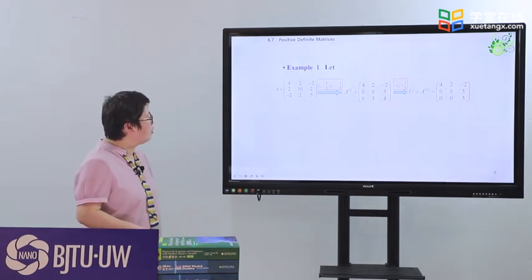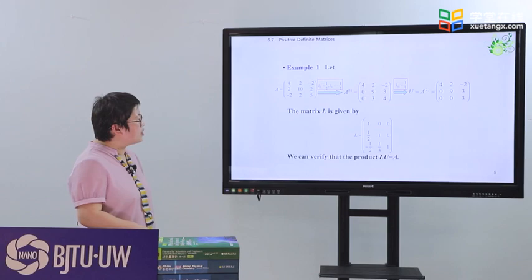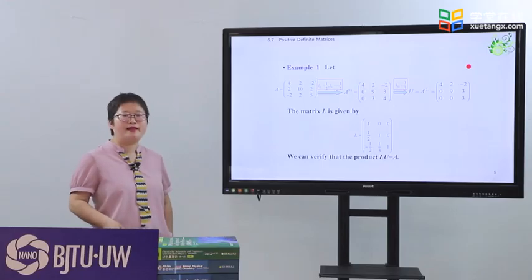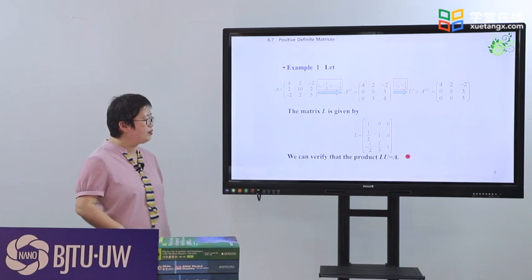So this matrix L is given this way: it is a unit lower triangular matrix with all the main diagonal entries equal to 1, L21 equal to 1 over 2, L31 equal to minus 1 over 2, and L32 equal to 1 over 3. It's just like this. You can verify that this L times U equals A.